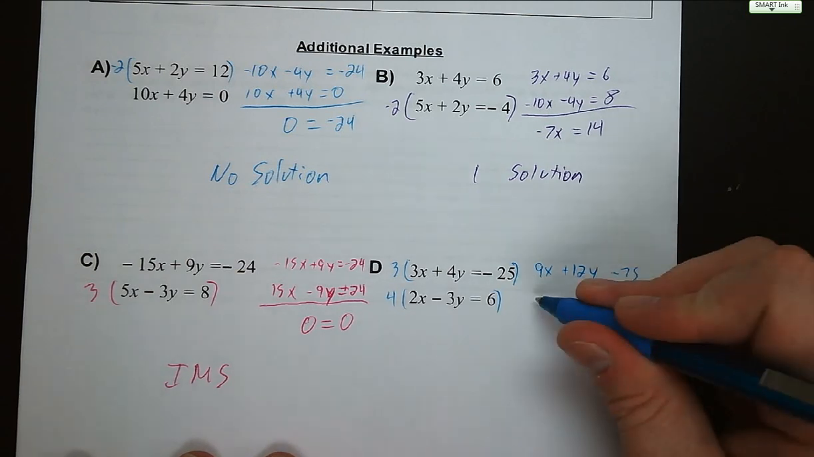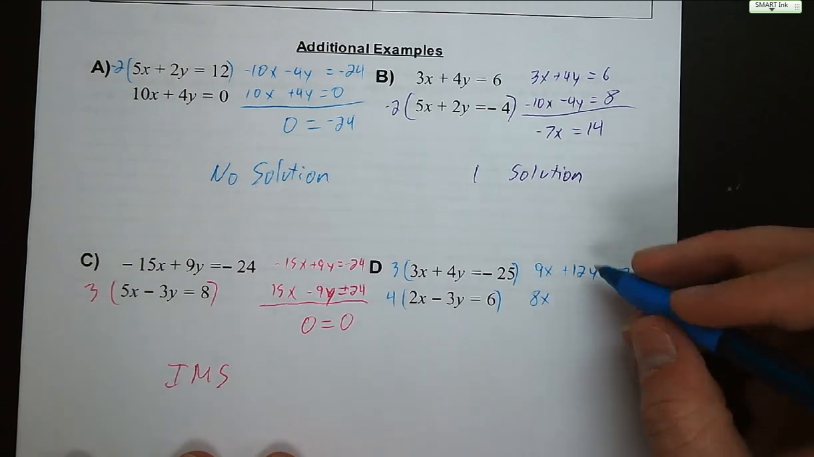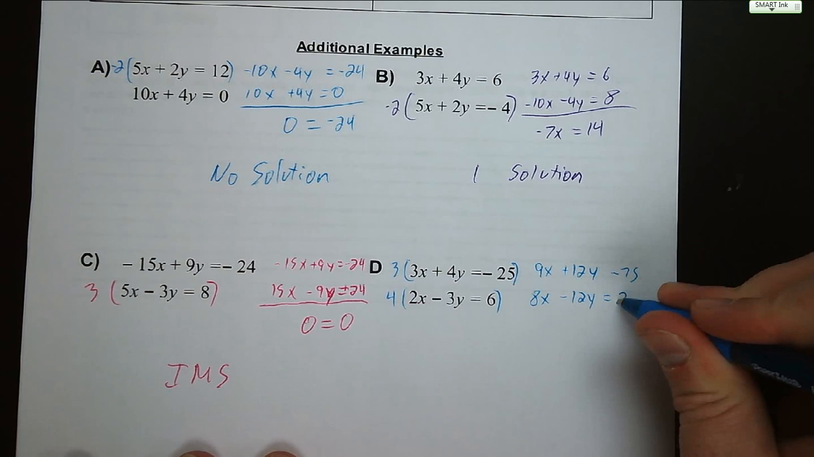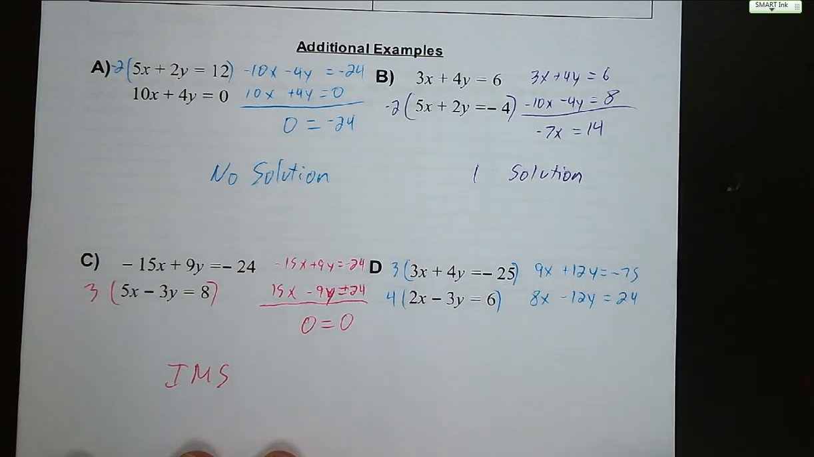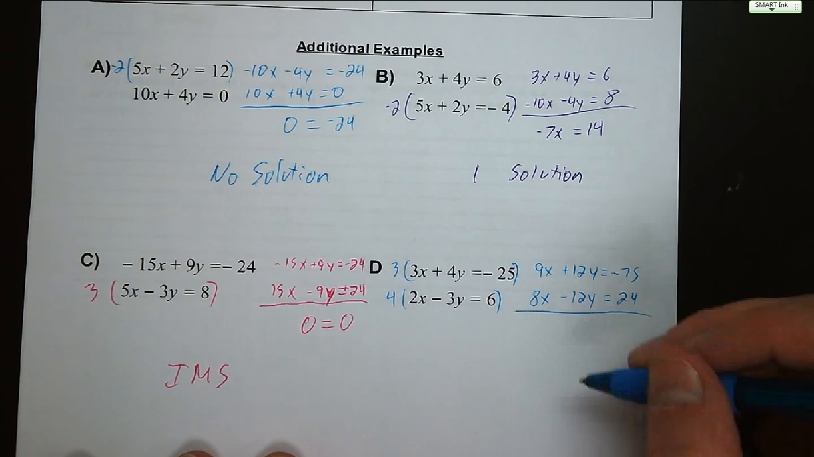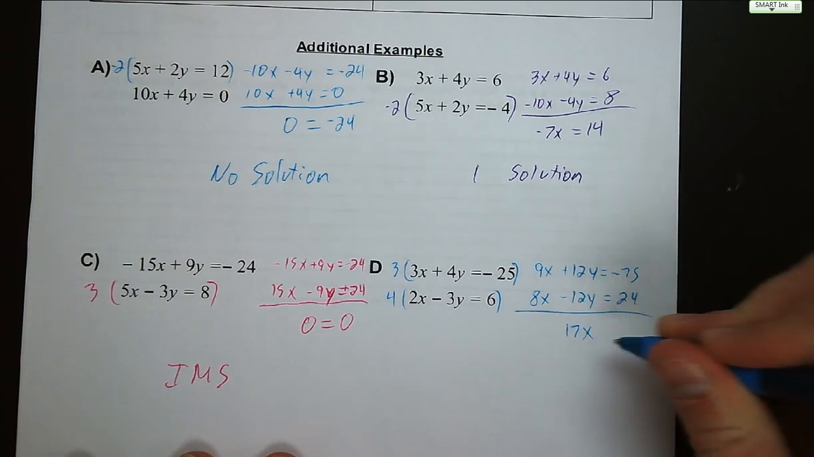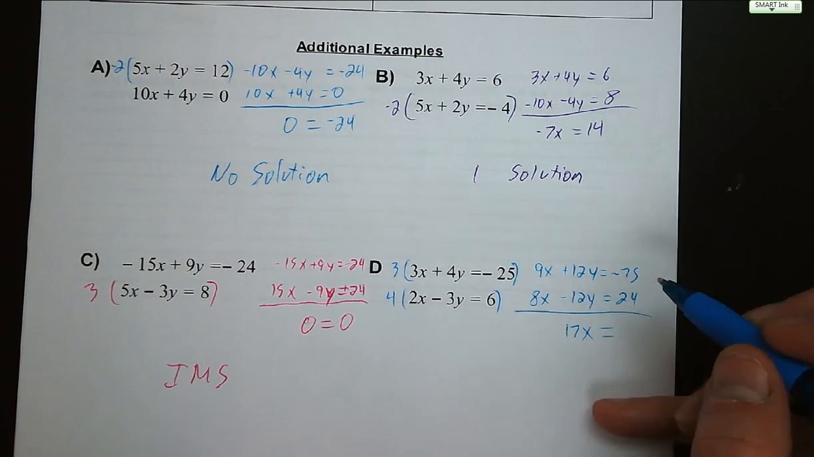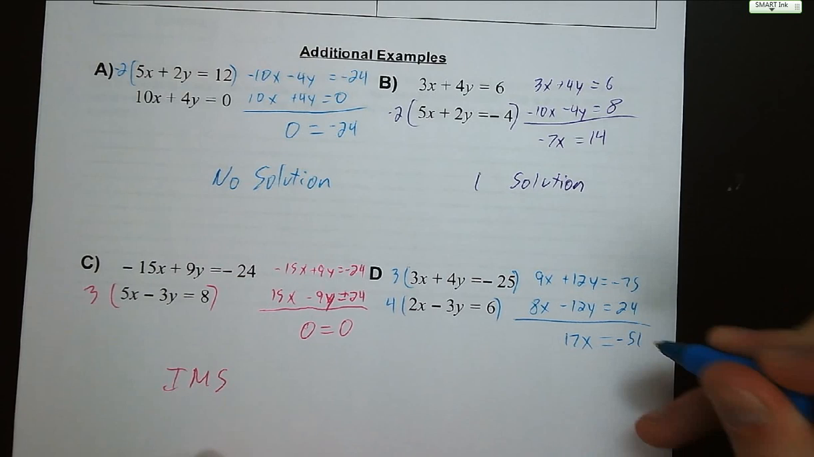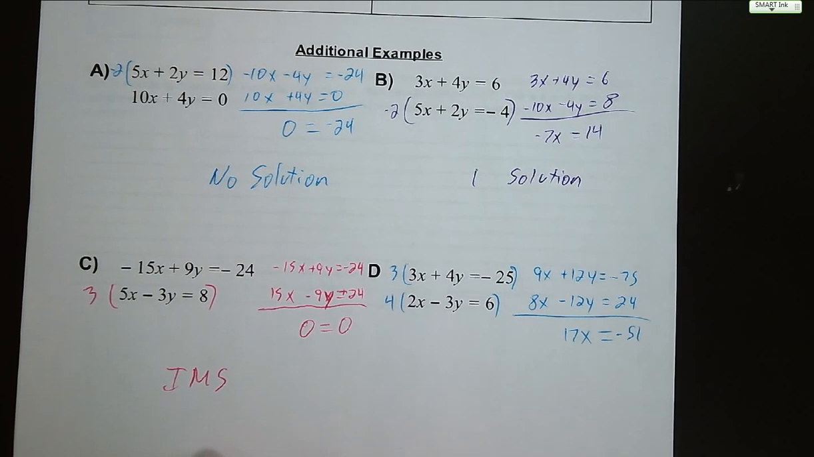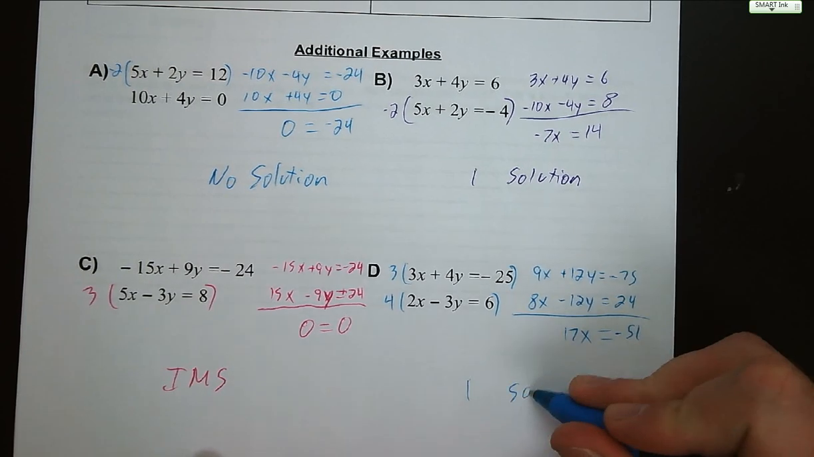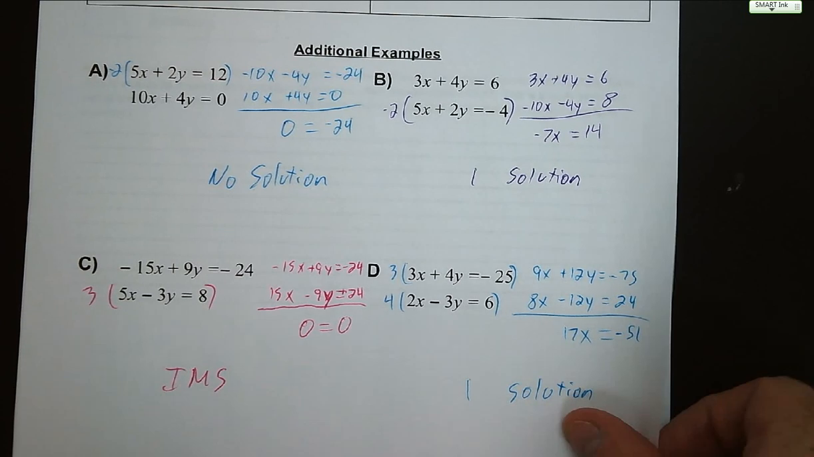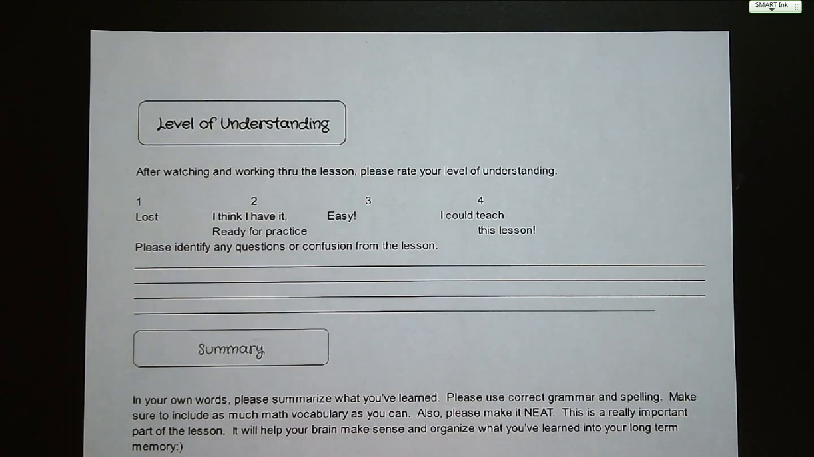4 times 2x is 8x. 4 times negative 3y is negative 12y. And 4 times 6 is 24. Would help if I put an equal sign there. Add our two equations together. 9x plus 8x is 17x. Our y's are going to cancel out, and we end up with negative 51. All right, looks like this is going to have one solution.